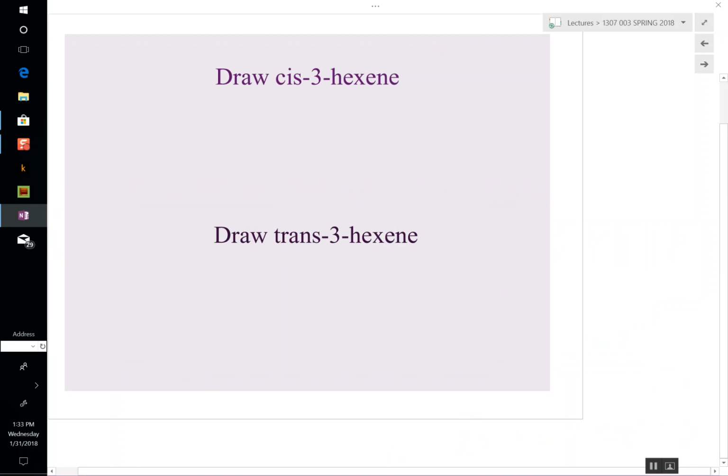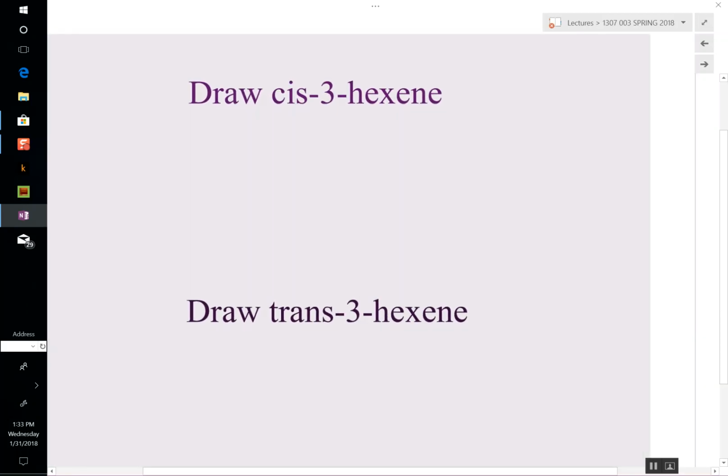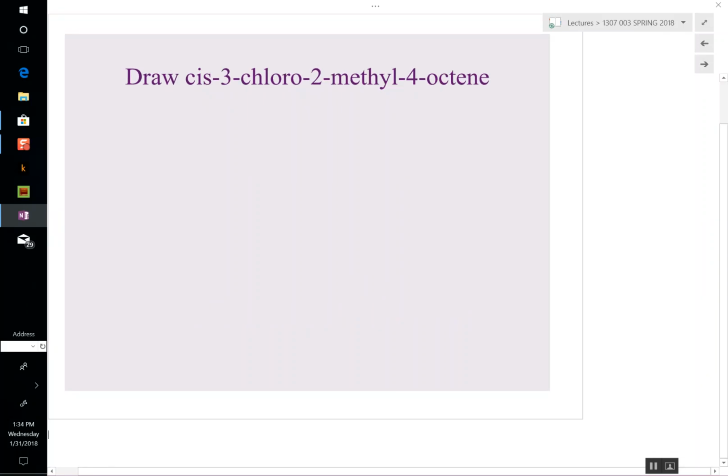All right. Now let's make it a little bit more complicated. I'll draw this cis-3. Oh, we got cis. We just did this. So let's go on to this.